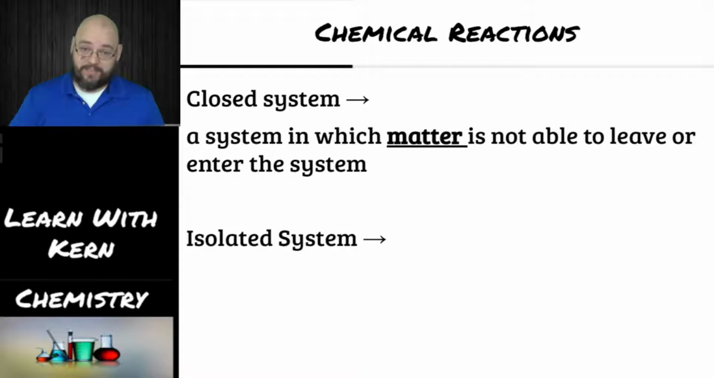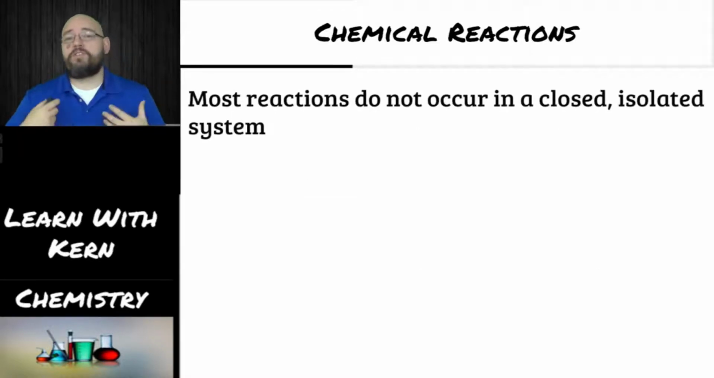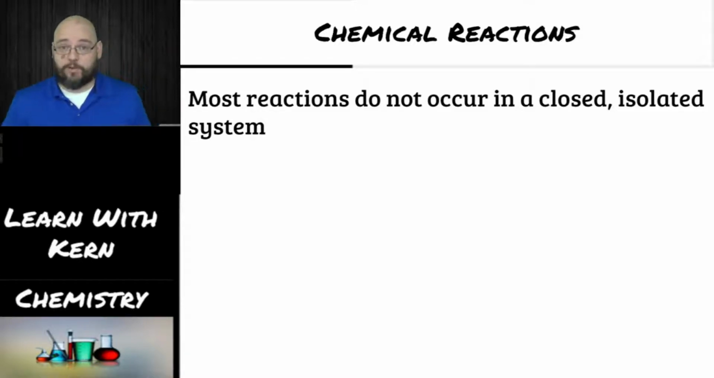An isolated system deals with energy. We can't have energy coming in or leaving. So whatever energy is there before and after, it's not coming or leaving the system. A closed, isolated system has very specific qualifications, by the way. For the law of conservation of mass to hold, you have to have a closed, isolated system. Most actual reactions do not occur in a closed, isolated system, unless, of course, we're talking about the entire universe. The entire universe is a closed, isolated system.